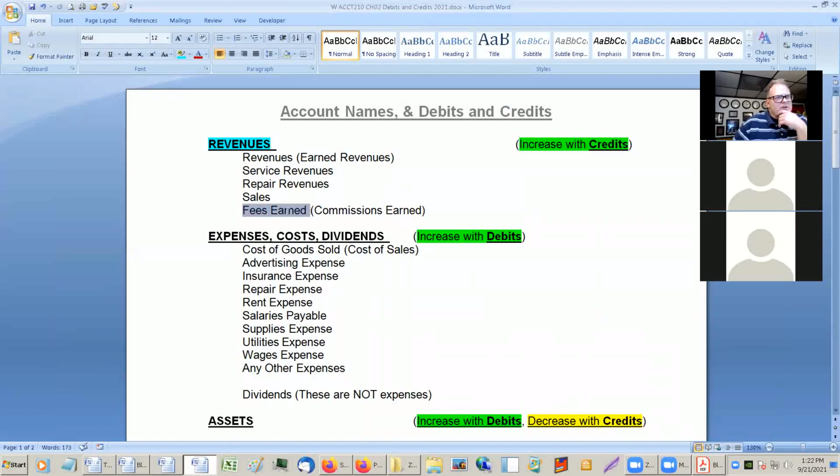One of the strange ones you'll see a lot of times is earned. Whenever they say earned, they're talking about revenues. Most of the time you're going to see revenues or sales, but you also might see this earned thing. It could be fees earned, commissions earned, revenues earned. Whenever you see earned, think about revenue.